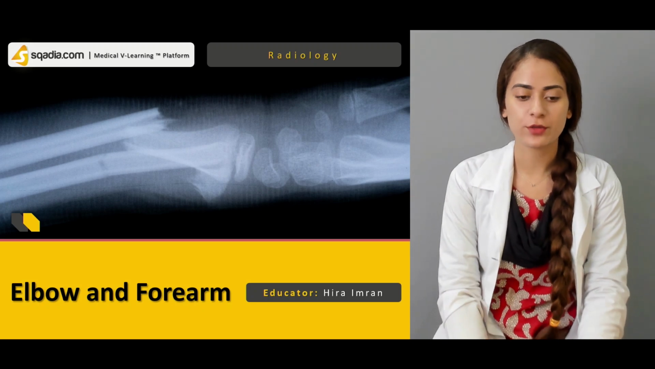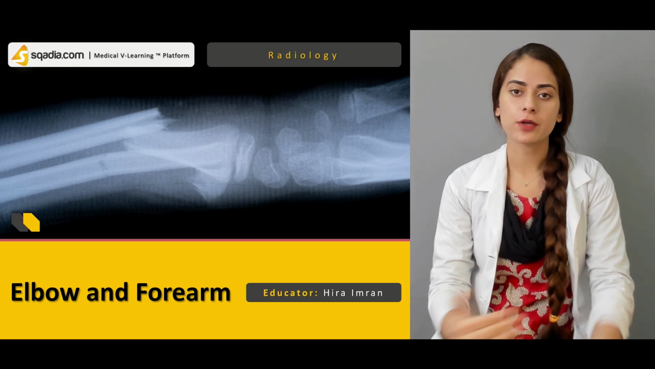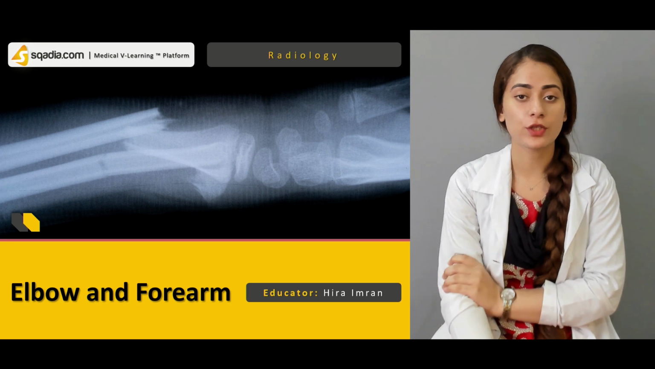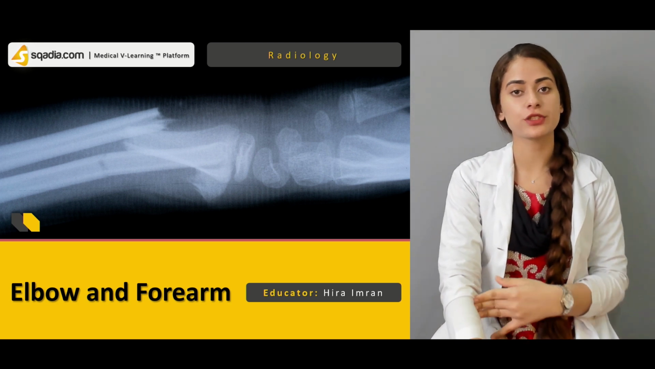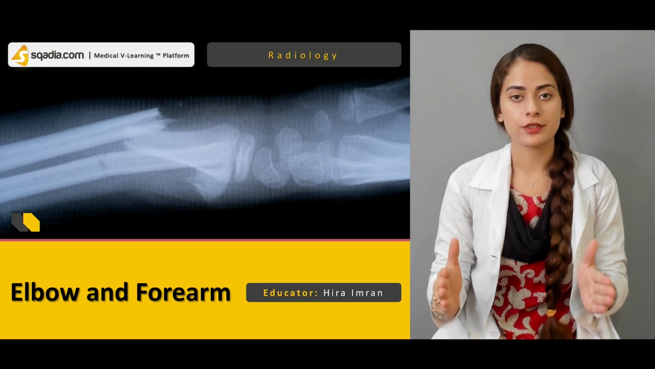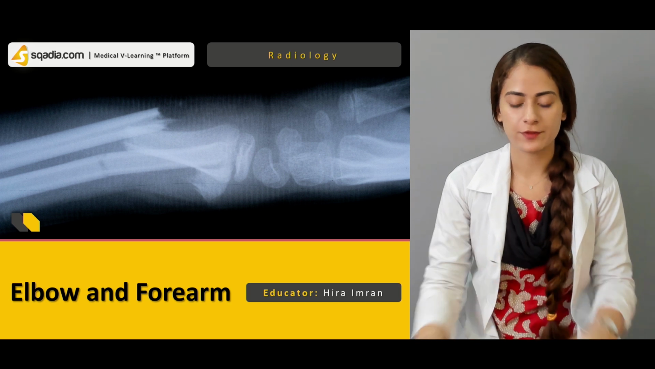So today we are going to talk about elbow and forearm. The elbow and forearm is made up of the distal portion of the humerus and the proximal portions of the radius and ulna. So these are the portions we will focus on when we talk about radiographs. So let's start.